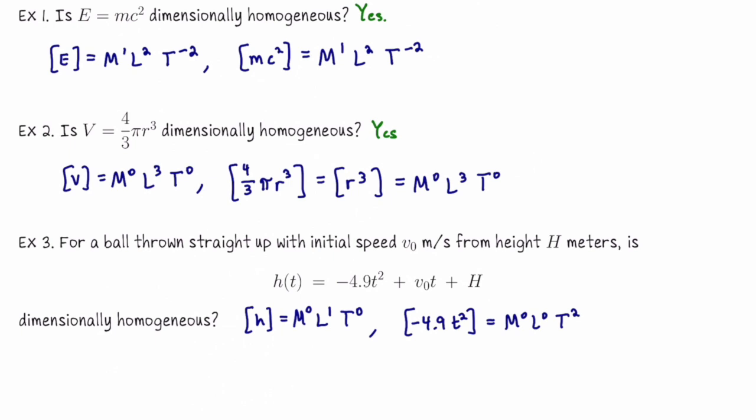Now, of course, this formula is still going to give you the correct answer. But written this way, it's not dimensionally homogeneous. We would need to take 4.9 and replace that with g over 2. So there we would pick up the correct dimensions.